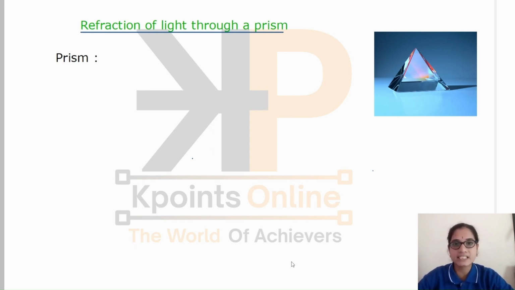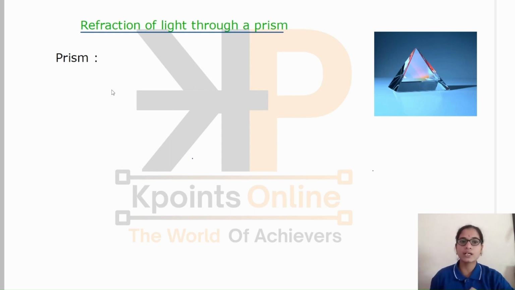In the previous session we have learnt the structure of an eye and understood how the image formation takes place in our eyes, and also we have learnt the different defects of vision and how we correct them. In this particular session we are going to understand the refraction of light through a prism and dispersion of this light through this prism, and also we are going to learn the atmospheric refraction and also the scattering of light. Yes, let's get started.